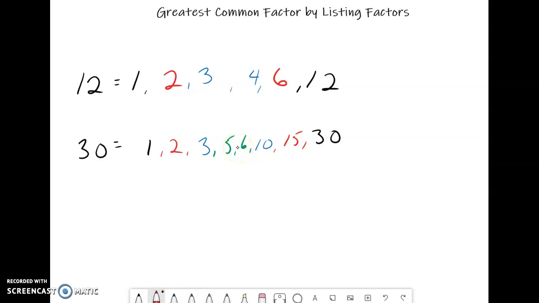So to find the greatest common factor, all we have to do is look at the ones that are common to both, the biggest one, and our number equals 6.